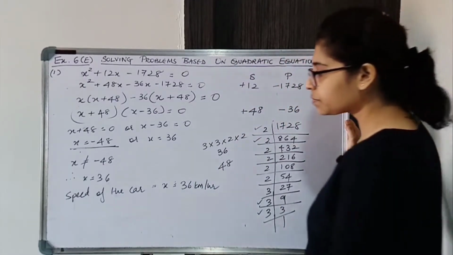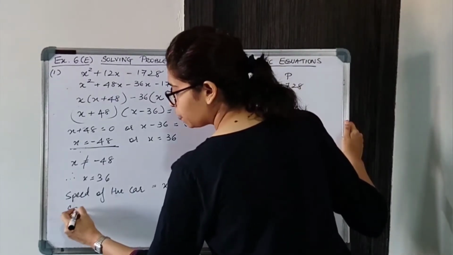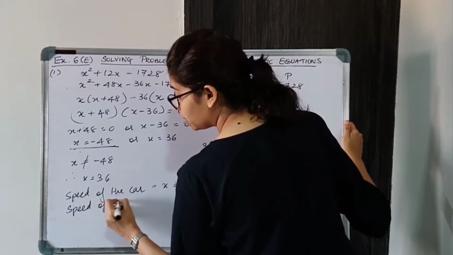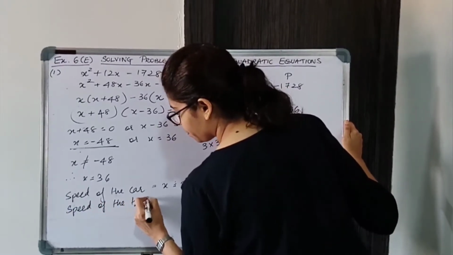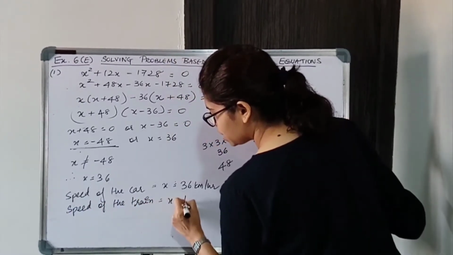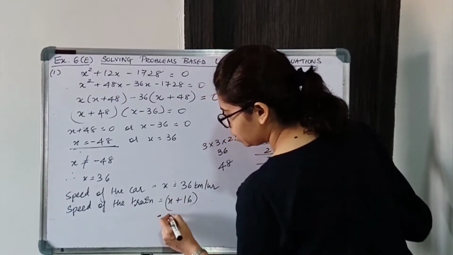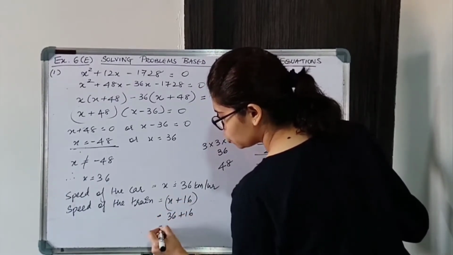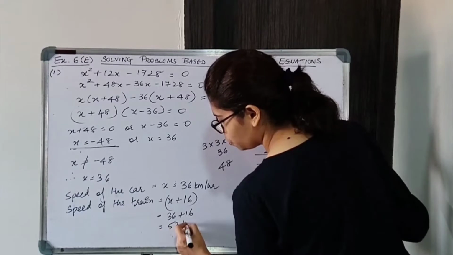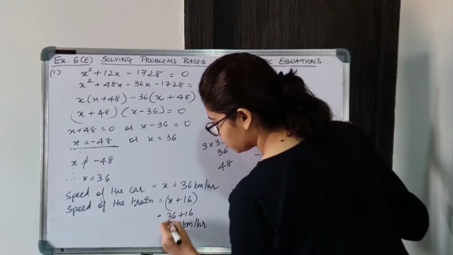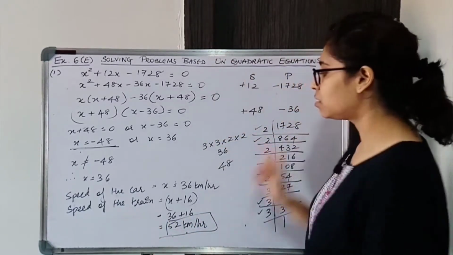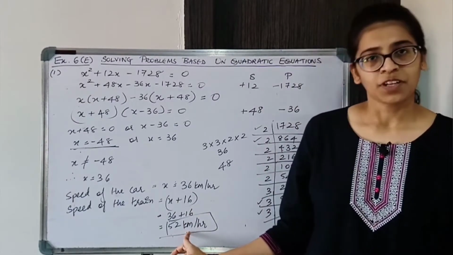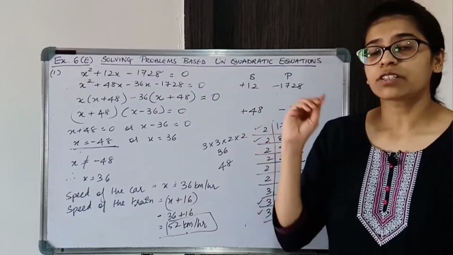ठीक है. Now we have to find the speed of the train, that is x plus 16. So that will be 36 plus 16, which gives 52 kilometer per hour. Box the answer, don't forget the unit. All right. And don't forget to write down the statement as well.